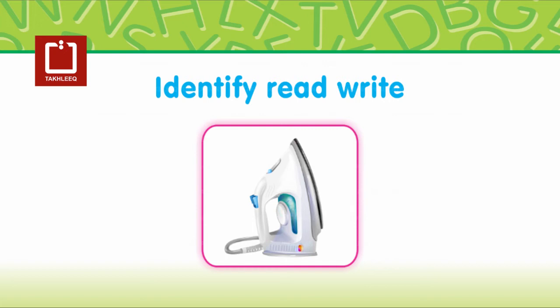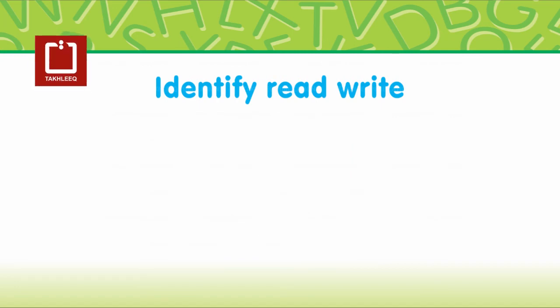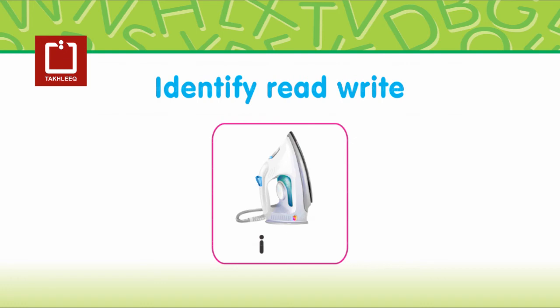We see here the picture of an iron. Now we say the spellings of iron. I R O N, iron. So we write I R O N, on lines.